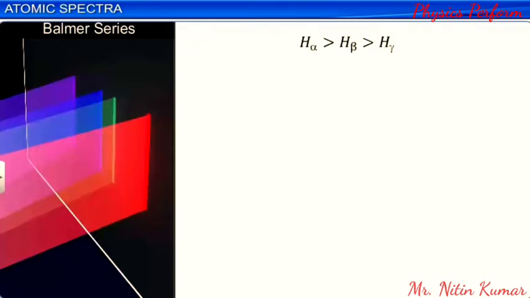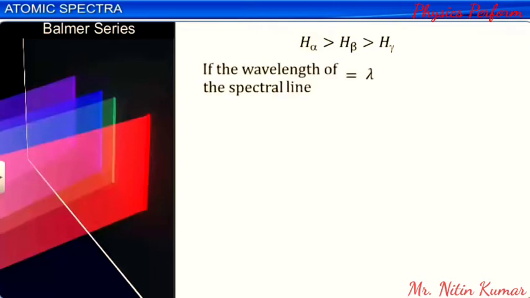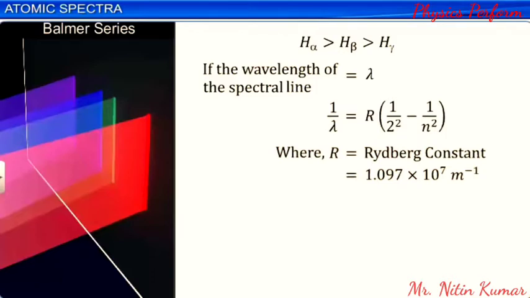Balmer gave a simple empirical formula which these wavelengths follow. If the wavelength of the spectral line emitted is lambda, then 1 by lambda is equal to R into (1 by 2 squared minus 1 by n squared), where R stands for Rydberg constant, which is equal to 1.097 into 10 power 7 per meter, and n takes integral values 3, 4, 5, and so on up to infinity. This equation is called the Balmer formula. Let this be equation 1.